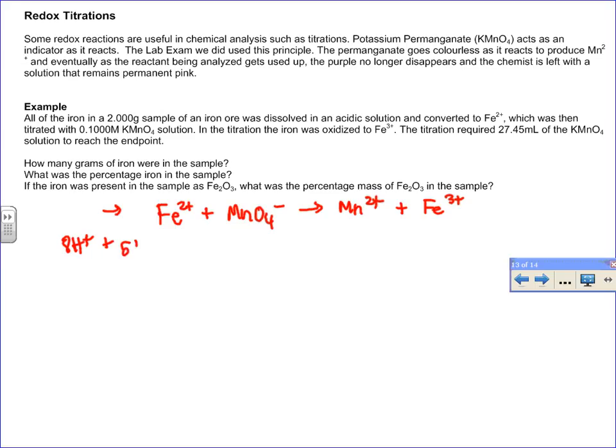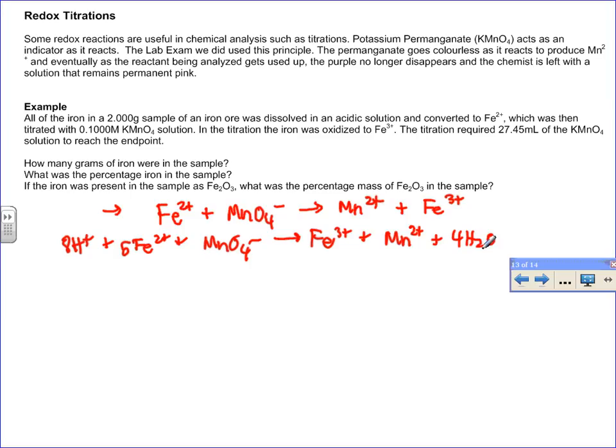So using the information from the question, we've got our skeleton equation here, which can then be balanced using the half reaction method in acid. Okay, so this is the balanced equation.